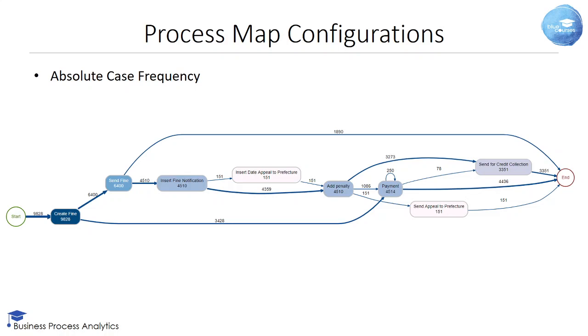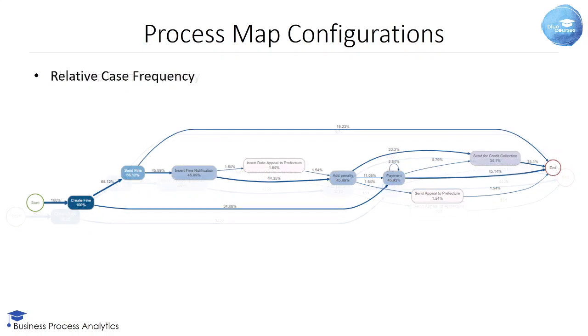We can see this also by the loop on this activity, which occurred 250 times. If we look at the process map with relative case frequencies, we see that this loop is present in 2.54% of the cases. Furthermore, we see that the payment was only executed in 45.93% of all cases, which is less than half.